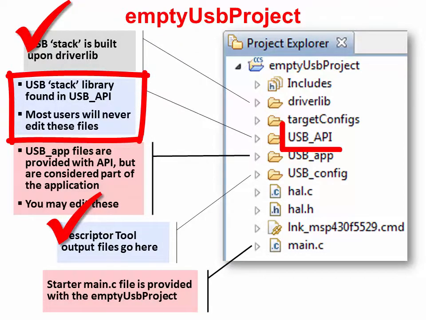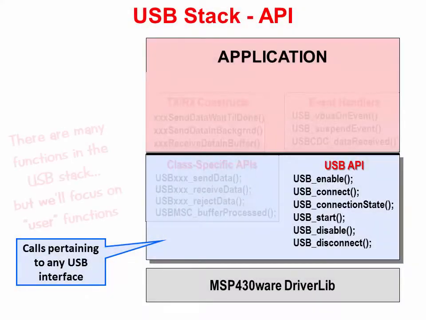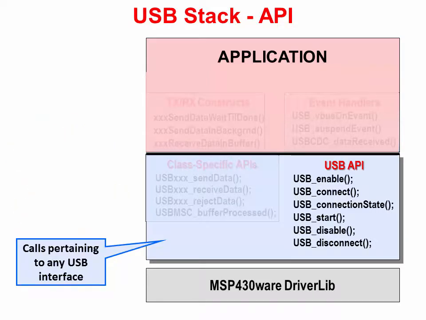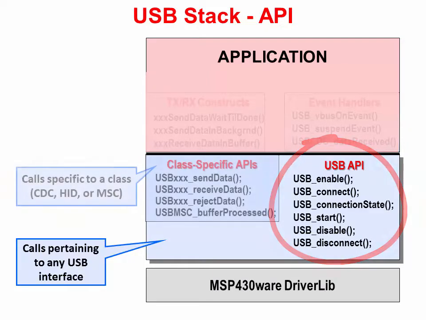That is, the USB_API folder. While the USB stack handles many of the underlying issues for us, we're going to focus on the user's API. That is, the calls that we might make from our program. The first part of this includes the functions that are generic to USB interfaces, such as starting, stopping, enabling, and disabling the USB port.